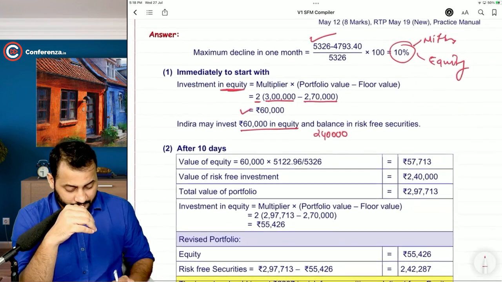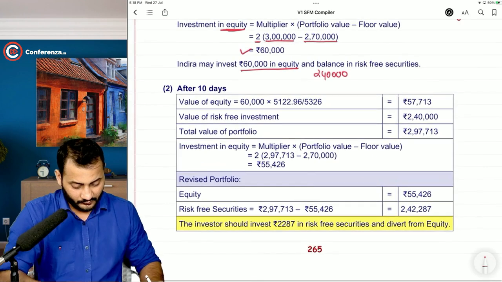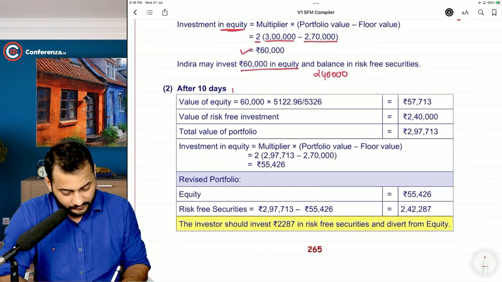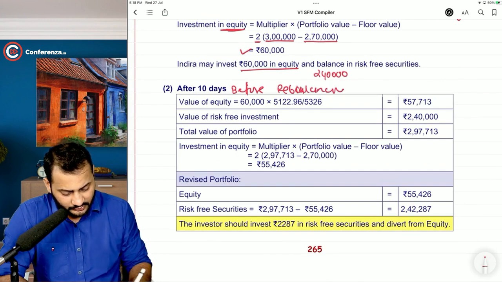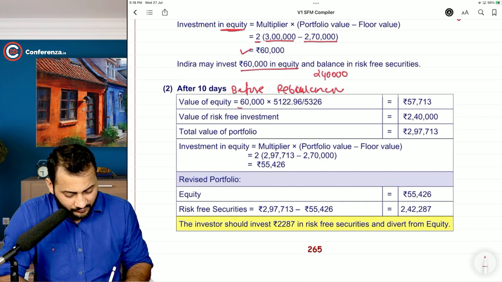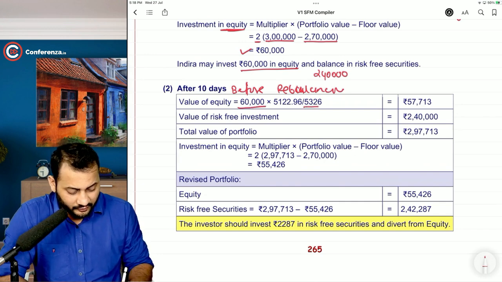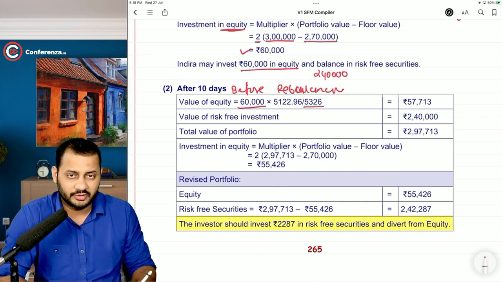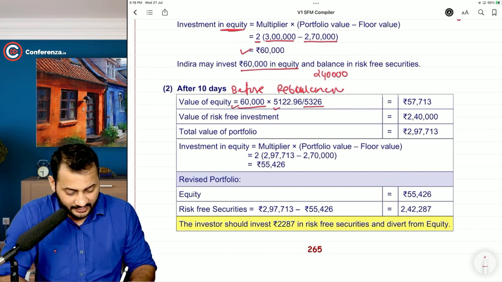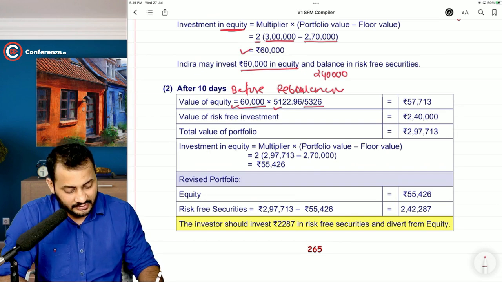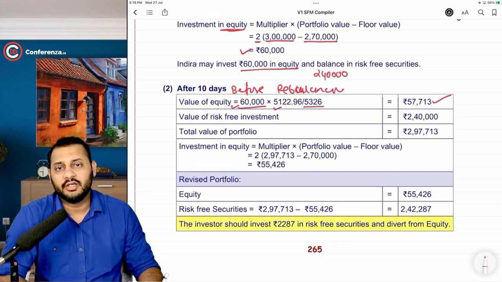So see, before rebalancing, if you look at your portfolio, when the market was 5326, your equity value was 60,000. And if the market is 5122.96, this much will be your equity component. This is what you will have to write down.